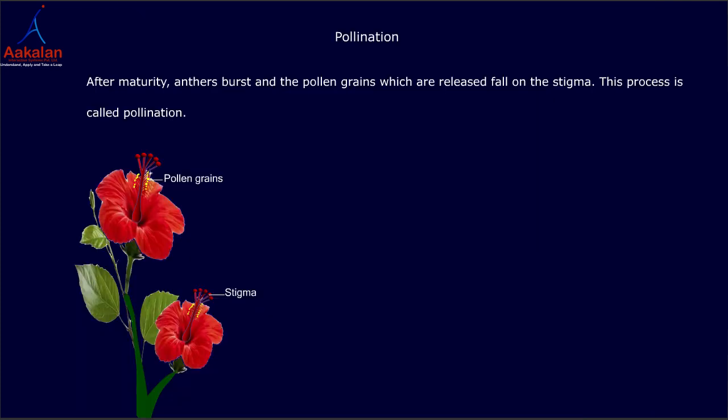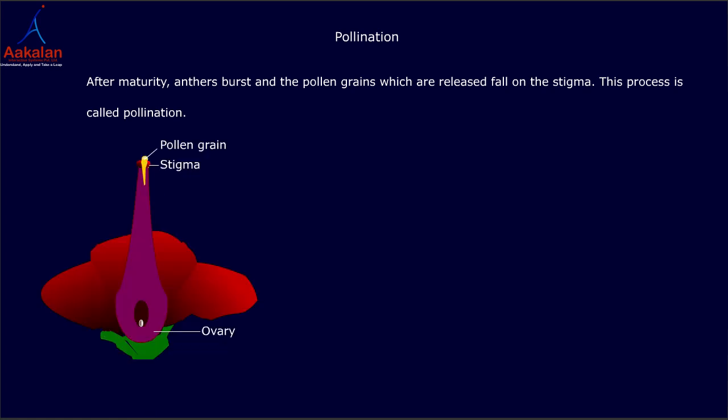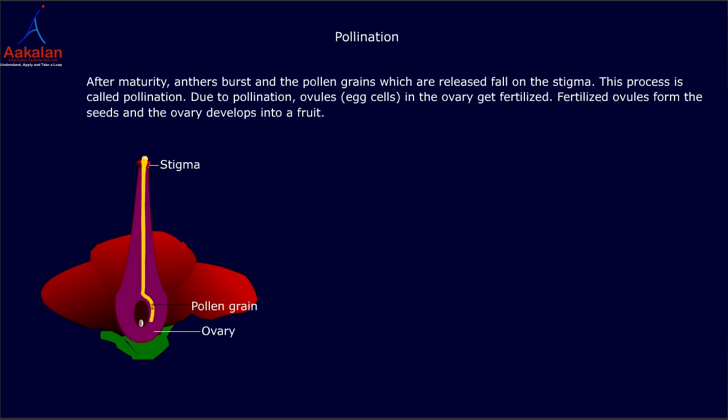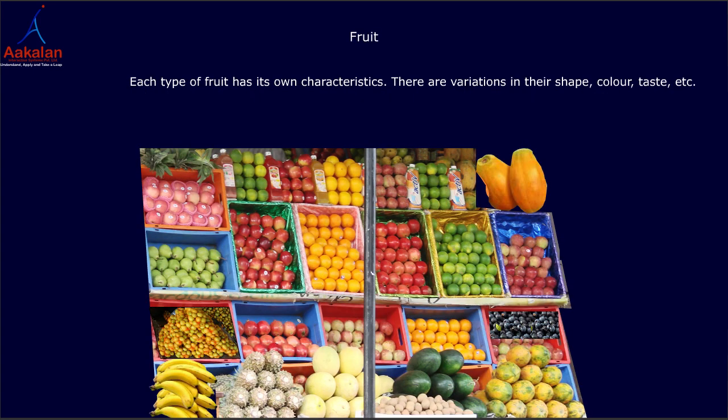After maturity, anthers burst and the pollen grains which are released fall on the stigma. This process is called pollination. Due to pollination, ovules, egg cells in the ovary get fertilized. Fertilized ovules form the seeds and the ovary develops into a fruit. So, what is the fruit?